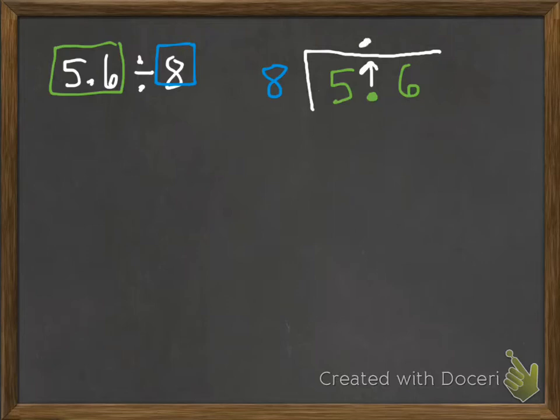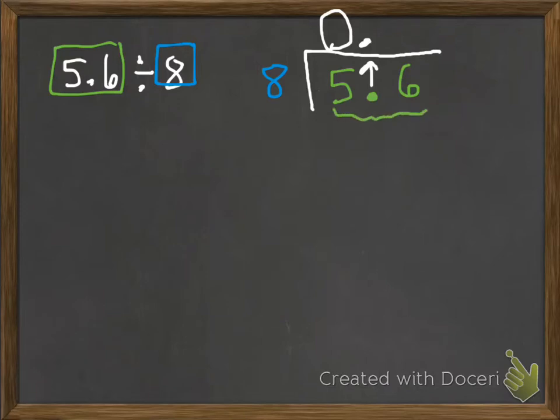So now we have 8 going into the first number. How many times can 8 go into 5? Can we fit 8 into 5? No, 5 is too small. We can't put a big number into a small number. So that's not going to work, and we write down a 0 here. So 0 point something. Now that didn't work, let's divide into 56.